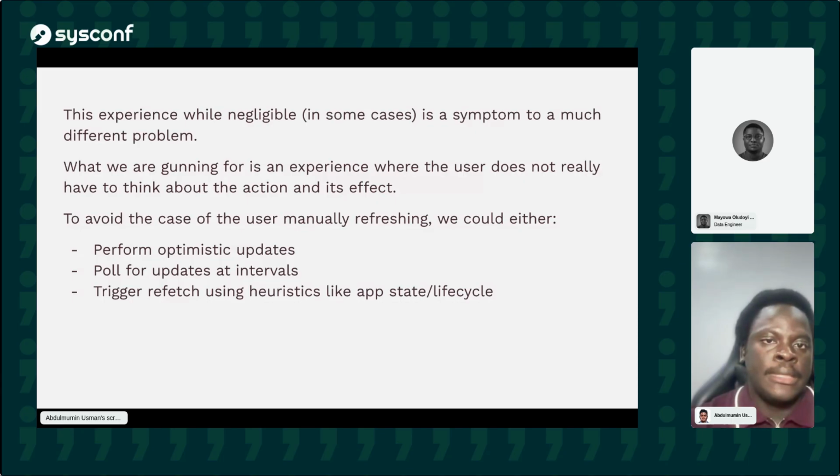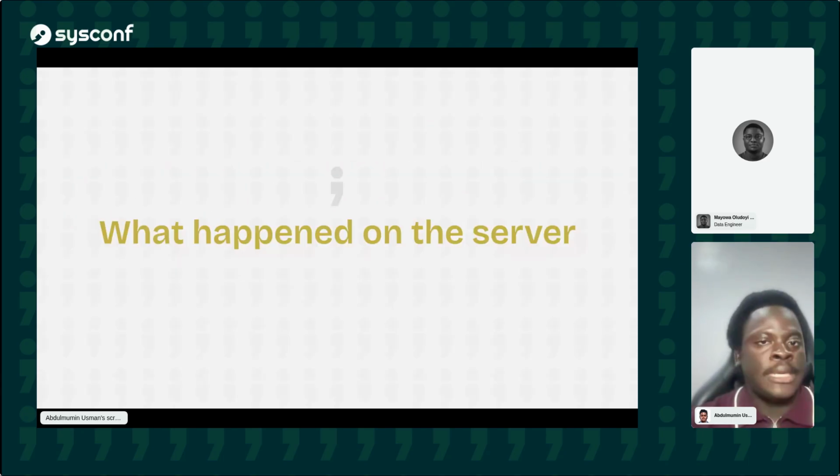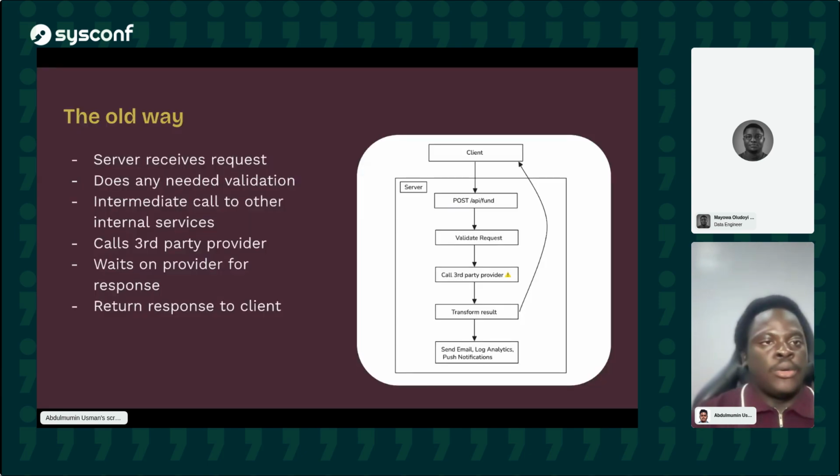So let's go through what actually happened on the server. The old way was just a typical request-response cycle. The server receives a request, for example, a POST request to API/fund. It does any needed validation, right? And makes some intermediate calls, maybe to some internal service.